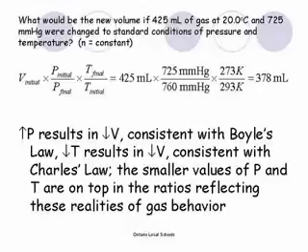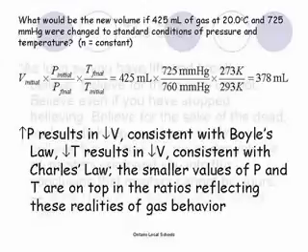Increased pressure results in decreased volume, consistent with Boyle's law. Decreased temperature results in decreased volume, consistent with Charles' law. The smaller values of pressure and temperature are on top in the ratios, reflecting these realities of gas behavior.